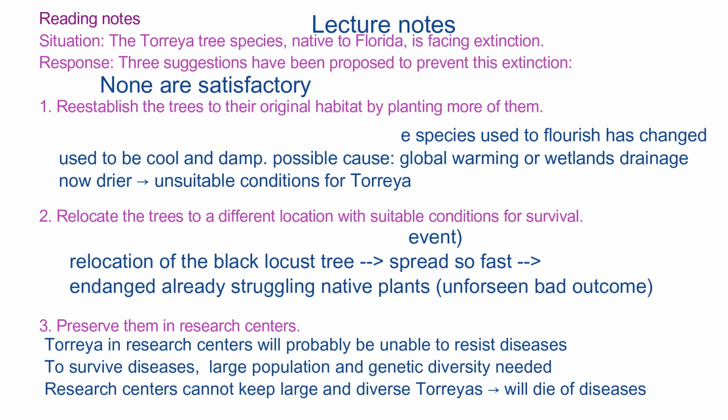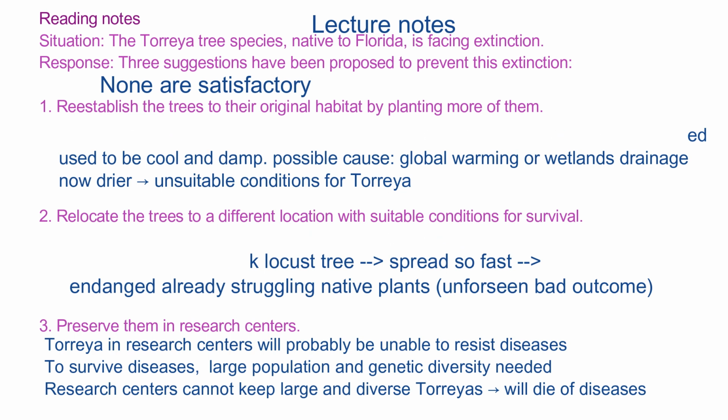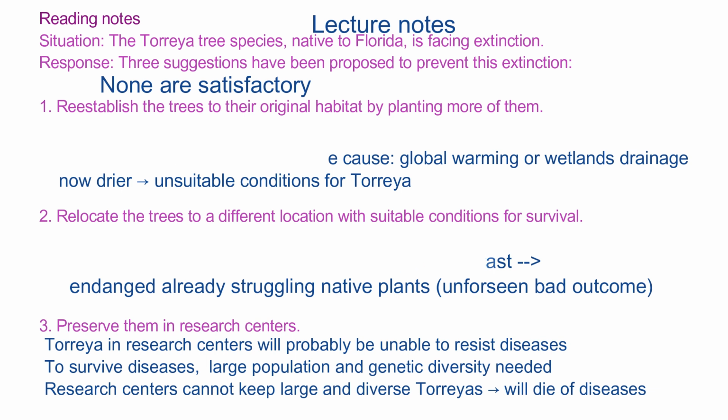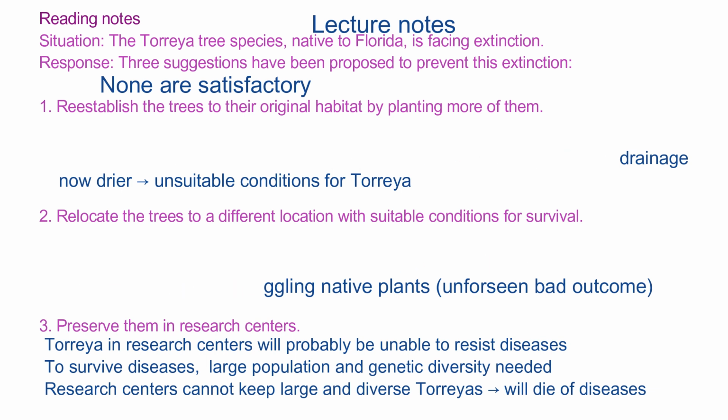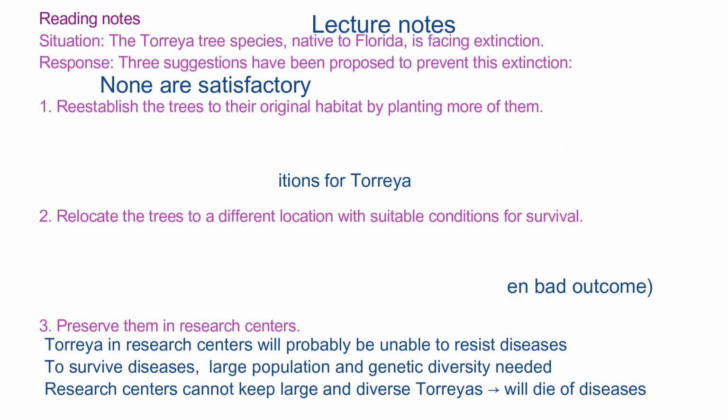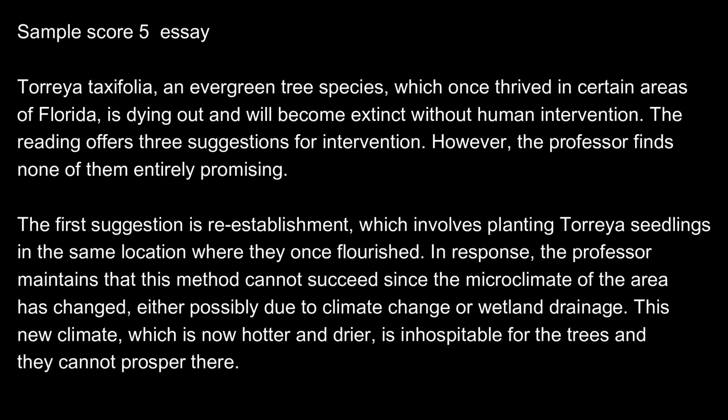Summarize the points made in the lecture, being sure to explain how they cast doubt on the specific solutions presented in the reading passage. This is a sample response that should score a 5. Sample essay: Torreya taxifolia, an evergreen tree species which once thrived in certain areas of Florida, is dying out and will become extinct without human intervention.